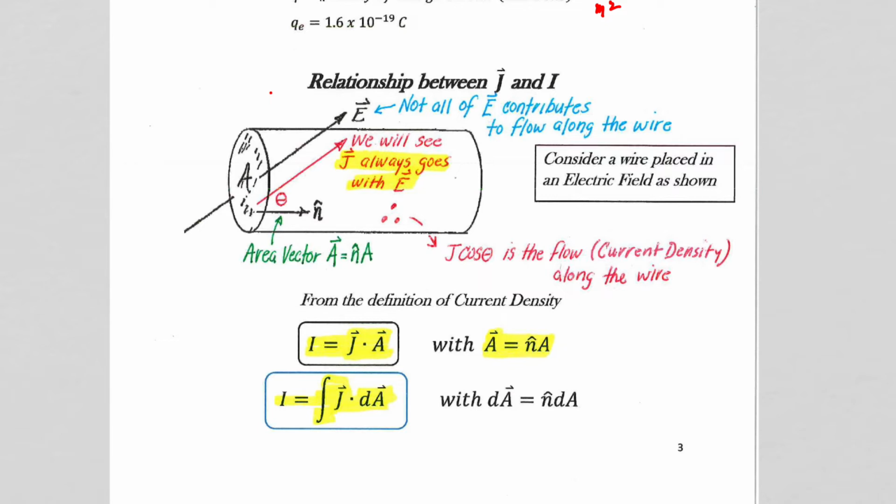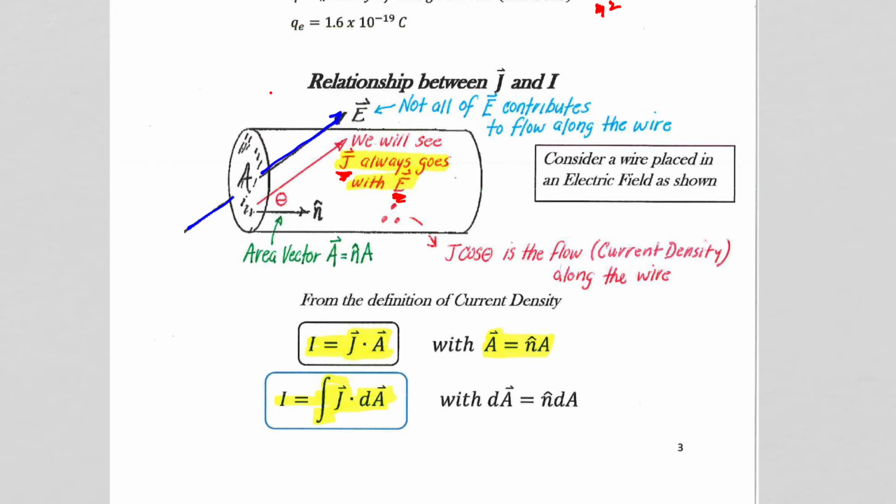We'll see why it is so, that the current density is a vector quantity and always follows the electric field. So J always goes with E. Please make sure you get that into your notes. Now, here what I'm showing is kind of just a generic electric field impinging on a wire. So we just have it coming in at some random angle.